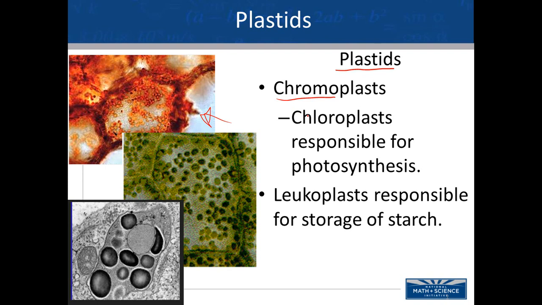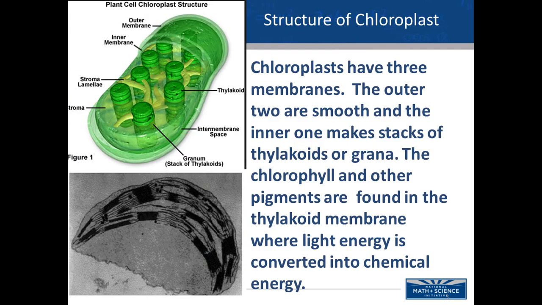The plastid you're probably most familiar with is the chloroplast. Chloroplasts contain chlorophyll, which causes the plant tissue to appear green. Now, leucoplasts or amyloplasts are plastids that are responsible for storing starch. So if you were to examine some white potato tissue under the microscope, you would notice that it has lots of leucoplasts. So let's examine the structure of the chloroplast.